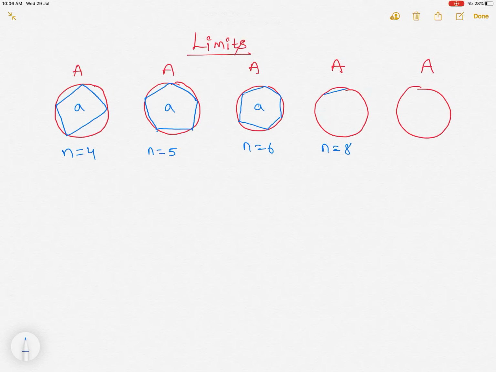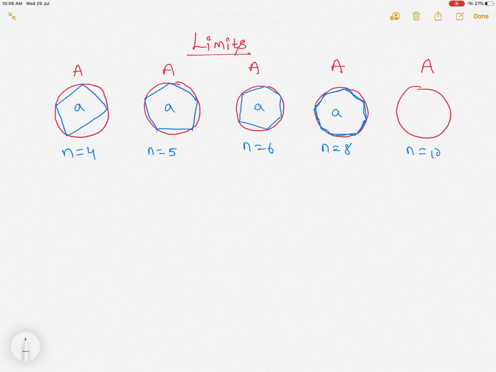Now try to increase the number of sides to 8, which means you will get an octagon. How many sides? 8: 1, 2, 3, 4, 5, 6, 7, 8. Then the area of the polygon is again increasing, but the difference between the area of the circle and the area of the polygon is decreasing.